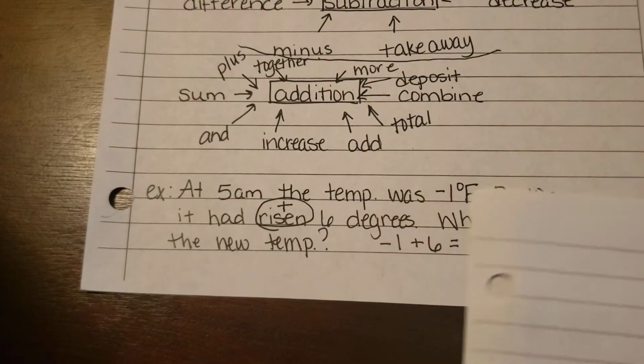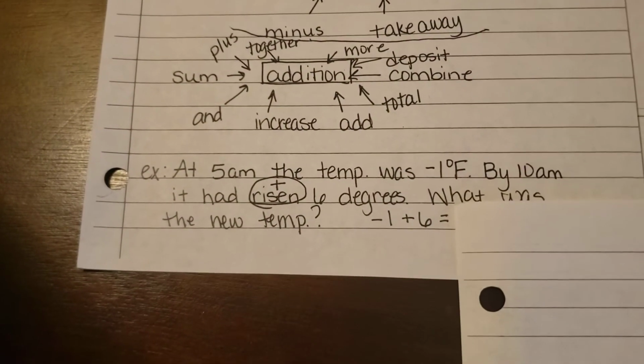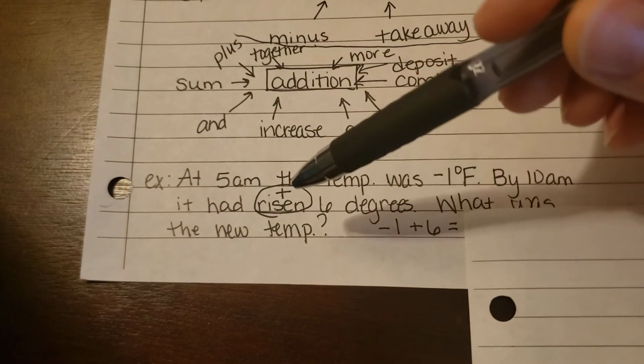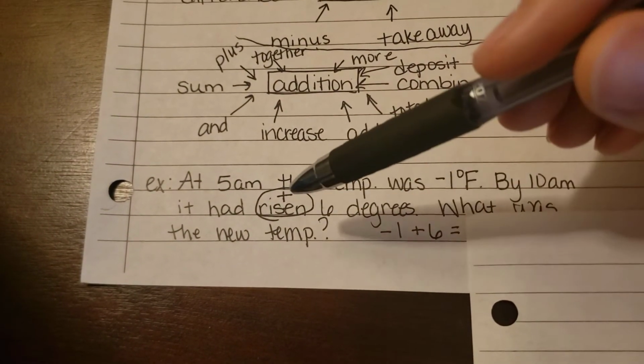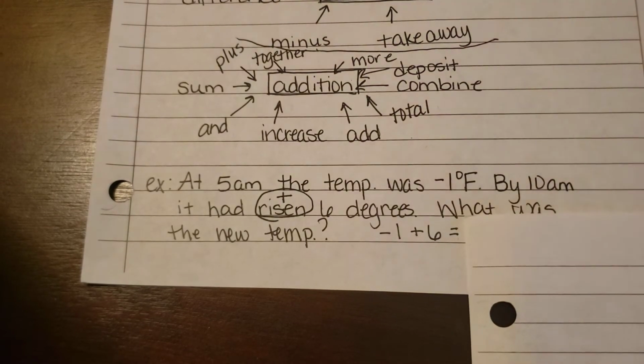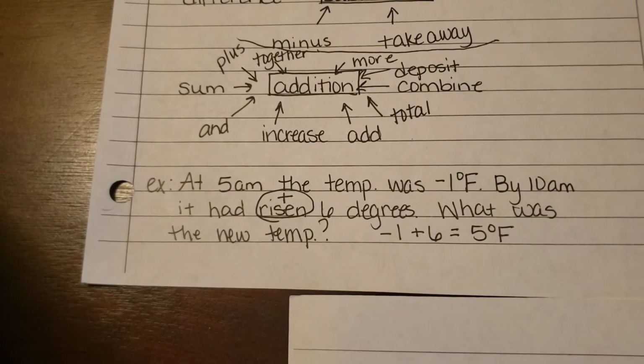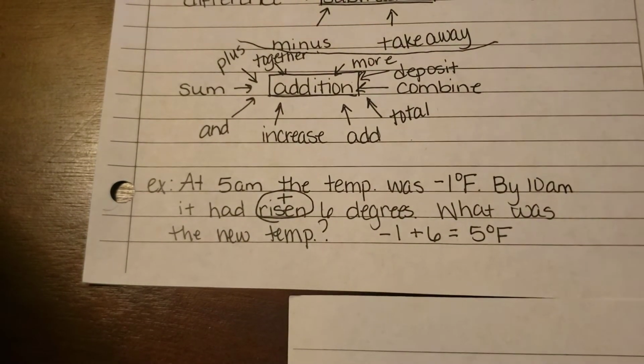Well, we take -1. We add 6, and that equals 5. So by 10 a.m. it is now 5 degrees Fahrenheit, and that is cold.